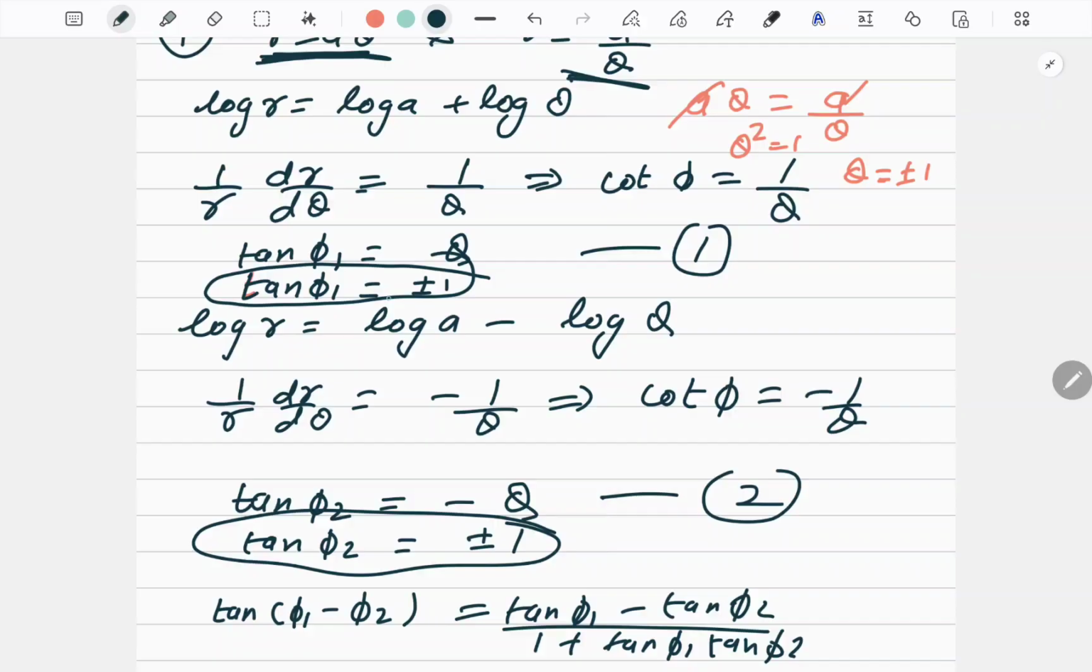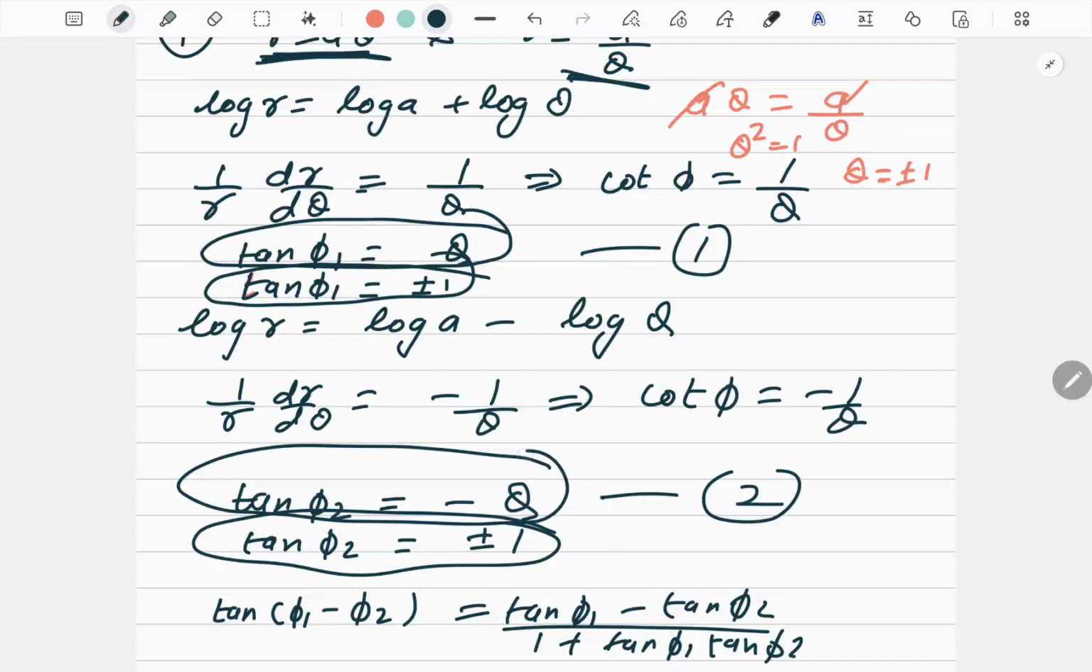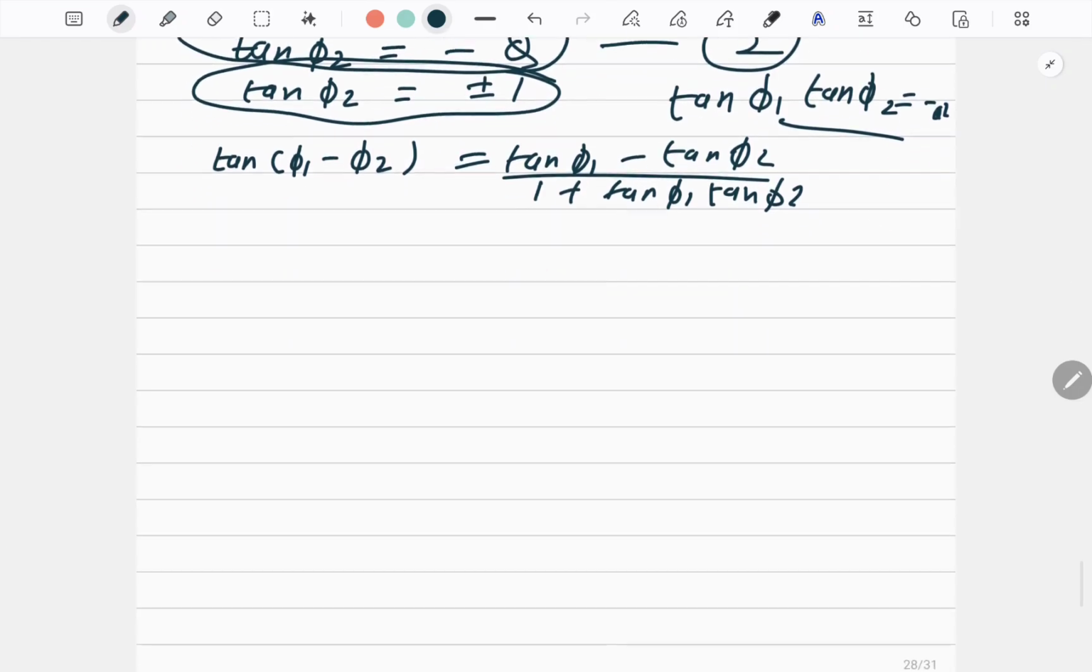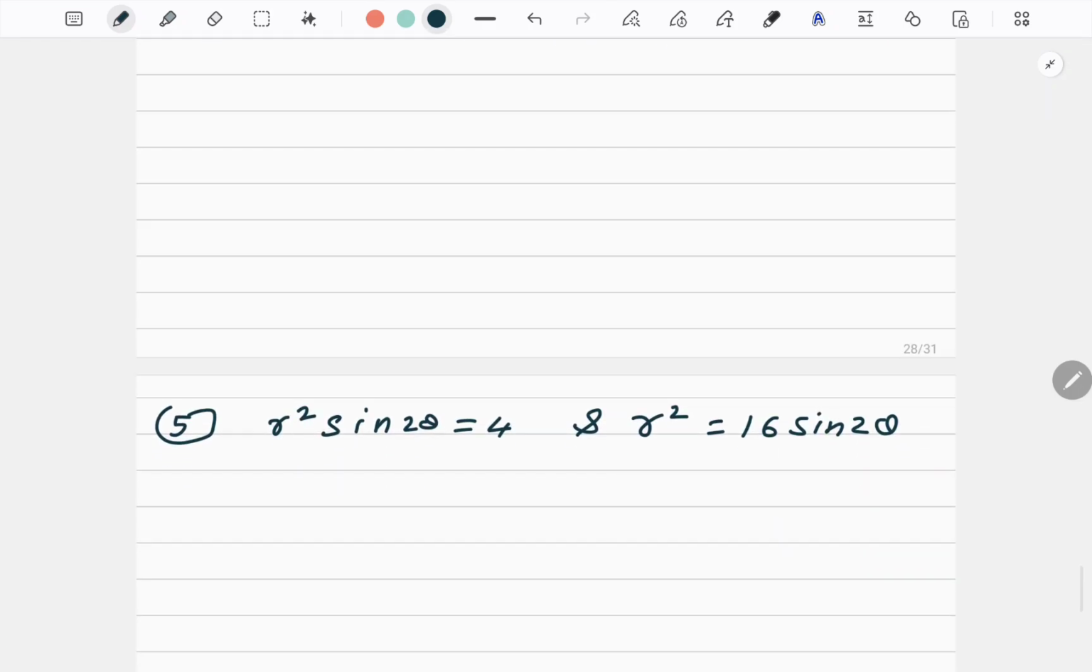In fact, here theta was also not required. When you got tan of phi 1 is equal to theta and tan of phi 2 is equal to minus theta, you could have directly written tan of phi 1 into tan of phi 2 is equal to minus theta square. Correct? Now, when you got the theta value plus minus 1, square is always 1, so minus 1 is coming. So they are orthogonal. Orthogonal means the angle between them is 90 degrees. So, simple question. Let's move to the next question.